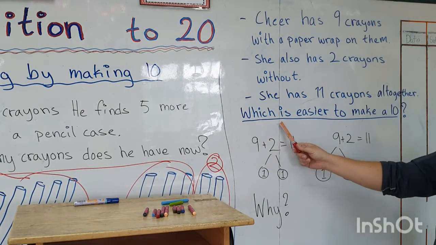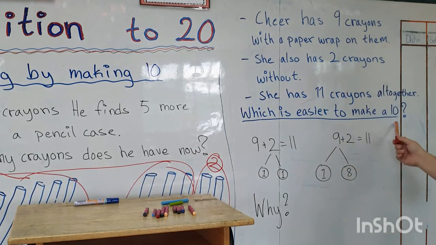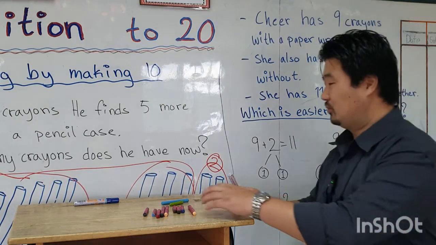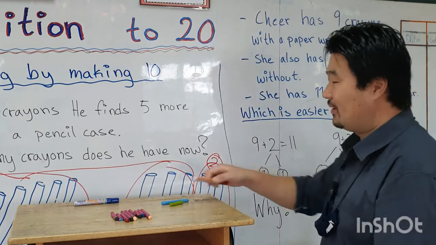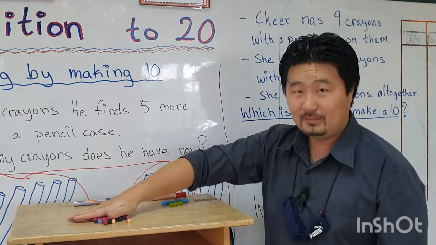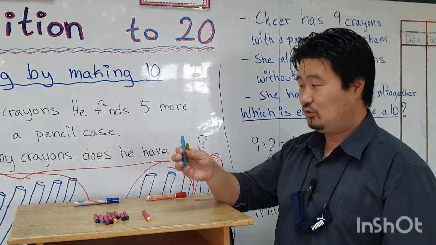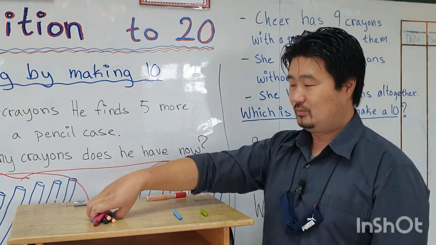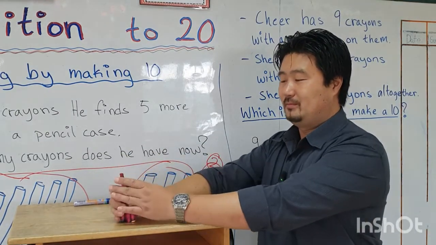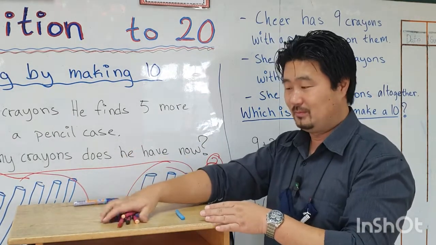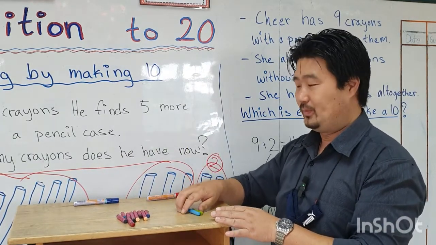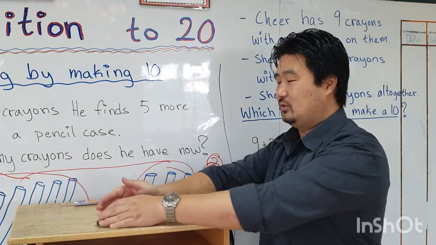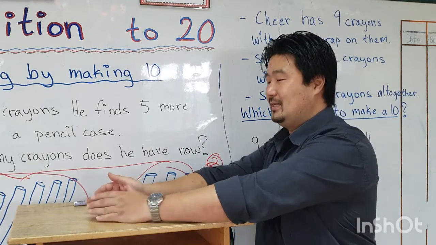Now, which is easier to make a 10? So, you have 9 plus 2 equals 11. 9 plus 2, 9 with wraps, and 2 without. So now we're going to make 10. Let's make 10.